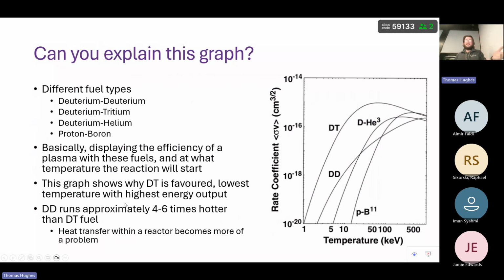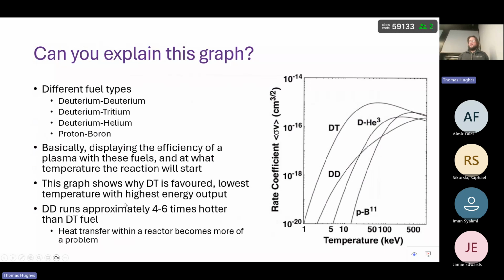DD runs approximately 4 to 6 times hotter than deuterium tritium fuel. And since we already know how hot fusion plasma is, and you're multiplying that by 4, or in the case of proton boron, over 10, that's getting to stupid numbers. So it's much easier to engineer reactors when you're using deuterium tritium, even with all the drawbacks of more radiation, how horrible tritium is, how much more tritium you need to produce. That's still more favorable than making a reactor which can sustain the temperature 4 times as much.